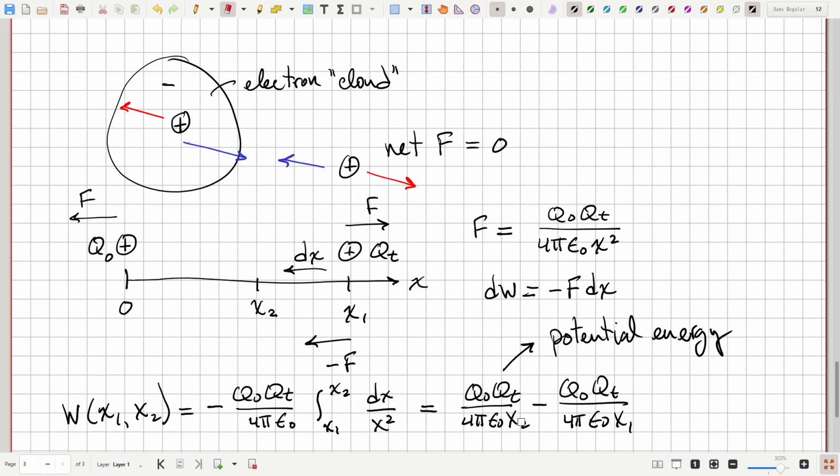Okay, here x2 would be smaller than x1, so 1 over x2 would be bigger than 1 over x1. This would be positive with a larger magnitude than this negative number. So this would be a positive quantity. That's what we've shown here. We'd have to do positive work to move the charge from x1 to x2.